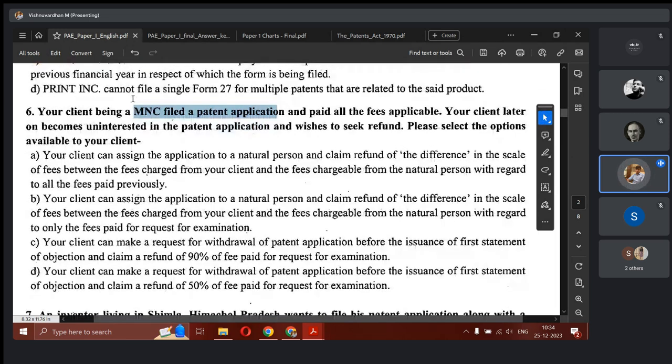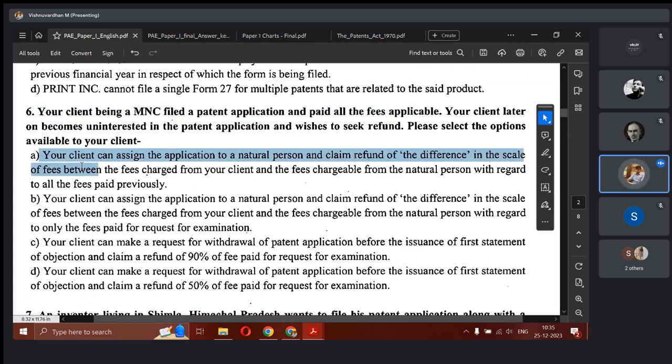Let's read, we'll solve it, and then I'll take the doubt. So your client, being an MNC, filed a patent application and paid all the fees applicable. Your client later on becomes uninterested in the patent application and wishes to seek refund. Okay. So please select the options available to your client. So the first option is basically you can refund. You can file for a refund. You can get your fee back.